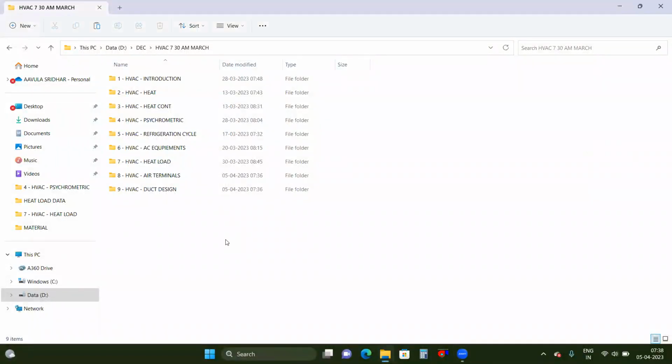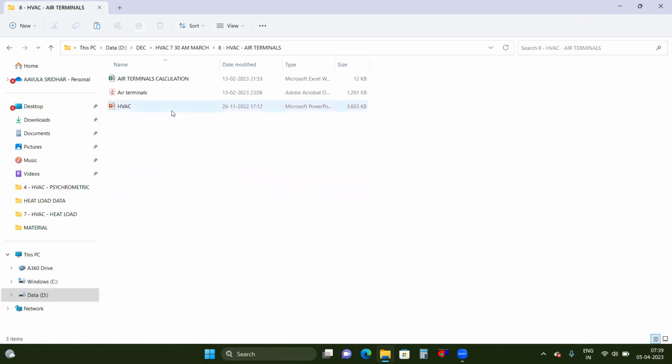So today our topic is air terminals. Till here we have completed heat load and refrigeration cycle, air conditioning equipment, and the psychrometric chart. So some basic introduction and basic definitions. What are air terminals, and the different types of air terminals, we will see.